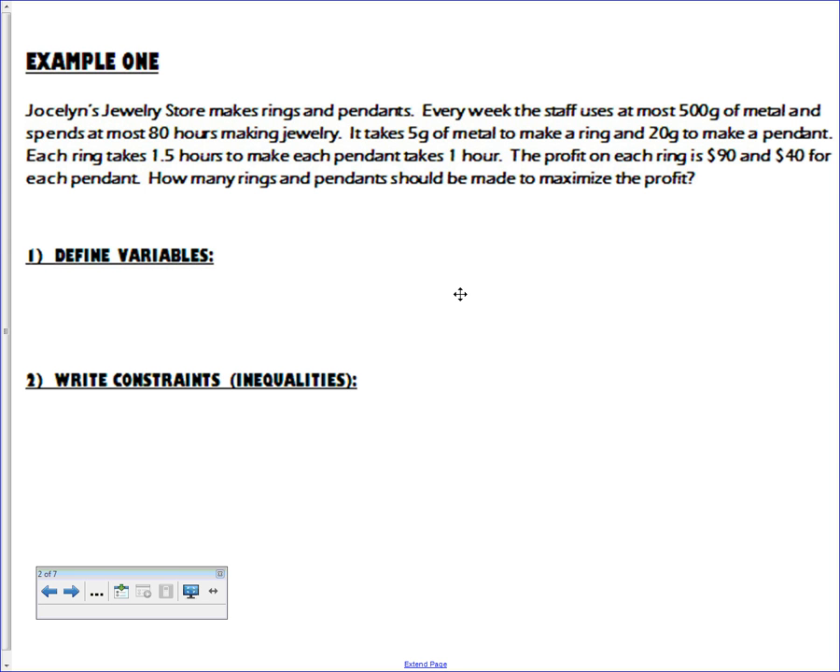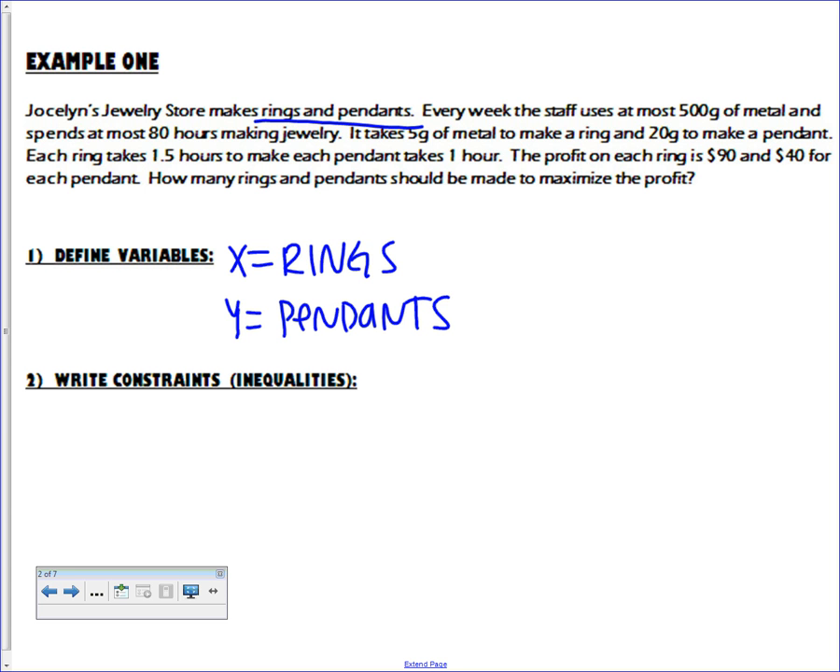Okay, so step 1 is to define the variables. The two things that we are talking about, which we see right away, are rings and pendants. So I'm going to let X stand for my rings, and I'm going to let Y stand for my pendants. If you want to let R equal rings and P equal pendants, that's 100% fine. I just like to stick with X and Y because we're going to be graphing these.